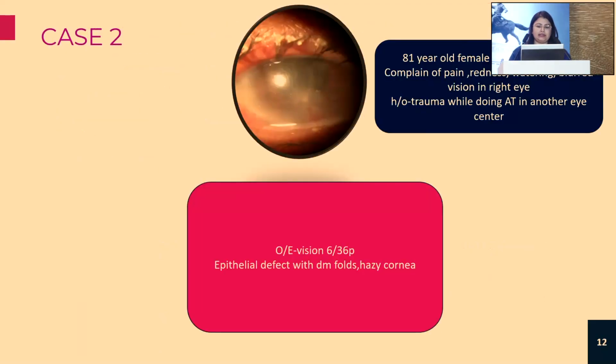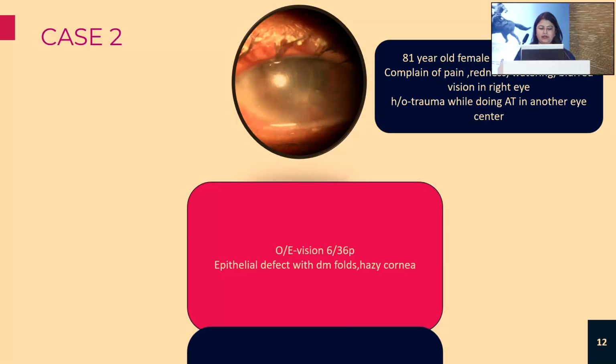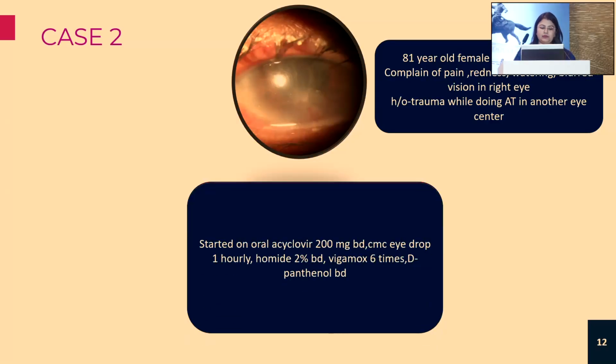So this is a second case, which was an 81-year-old female patient who was very poorly built, maybe 30 kgs or so. She was complaining of pain, redness, watering, and blurred vision from the right eye, and she had a history of trauma while getting an applanation tonometry done at some other eye center. So the vision at presentation was 6/36 partial, and she had an epithelial defect with a lot of DM folds, as you can see. So thinking that she might have an infective pathology, and she might get lost to follow-up, I did not start the steroid in this patient, and only started oral acyclovir at half the dose, that is 200 milligram, and CMC eye drops, somatropin, Vigamox, and dipanthenol.